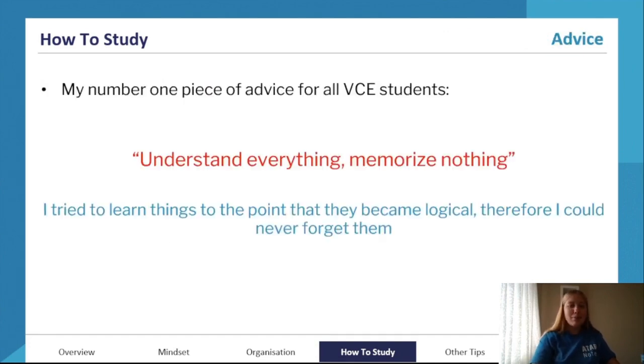And some important advice for you guys. My number one piece of advice for VCE students: understand everything and memorize nothing. I kind of mentioned this idea before already. Try to learn things to the point that they become completely logical and you can just explain concepts, including difficult concepts, in your own words. And if you reach that point, you're never going to forget that knowledge, even after you're finished with school, chances are.